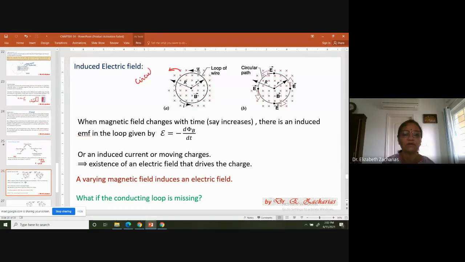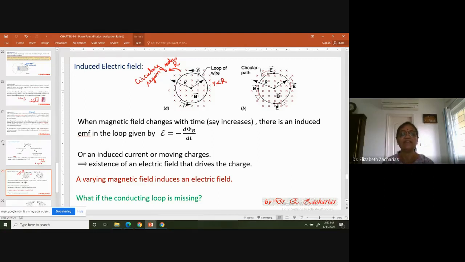Consider a circular region of radius R, having a uniform magnetic field into the plane of the screen. Now, in this region, let us put a wire, a circular loop of radius small r, with small r less than capital R.